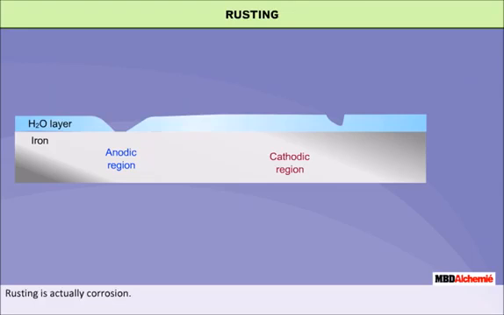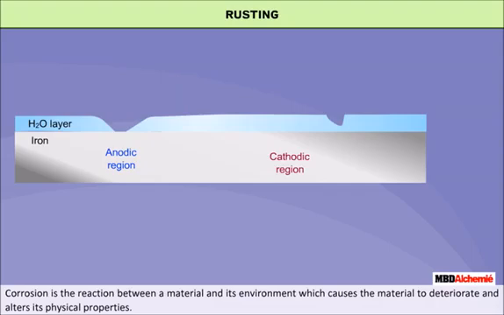Rusting. Rusting is actually corrosion. Corrosion is the reaction between a material and its environment which causes the material to deteriorate and alters its physical properties.